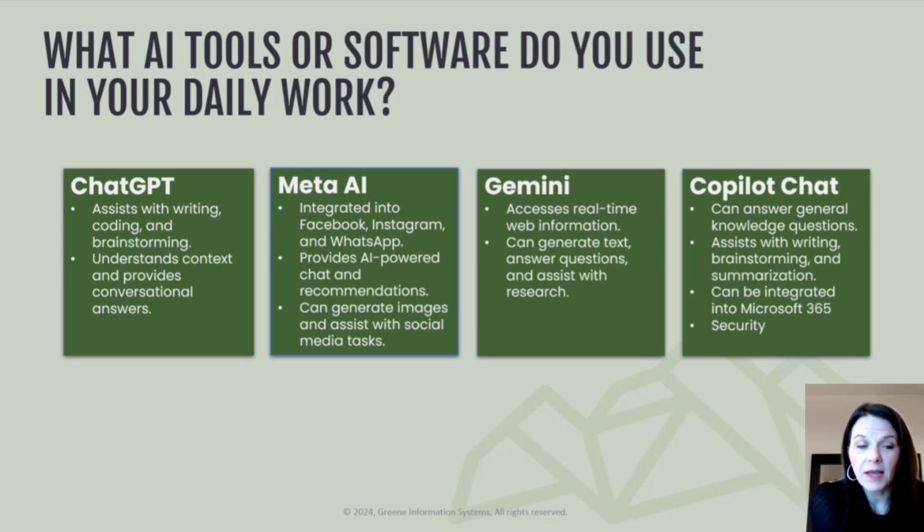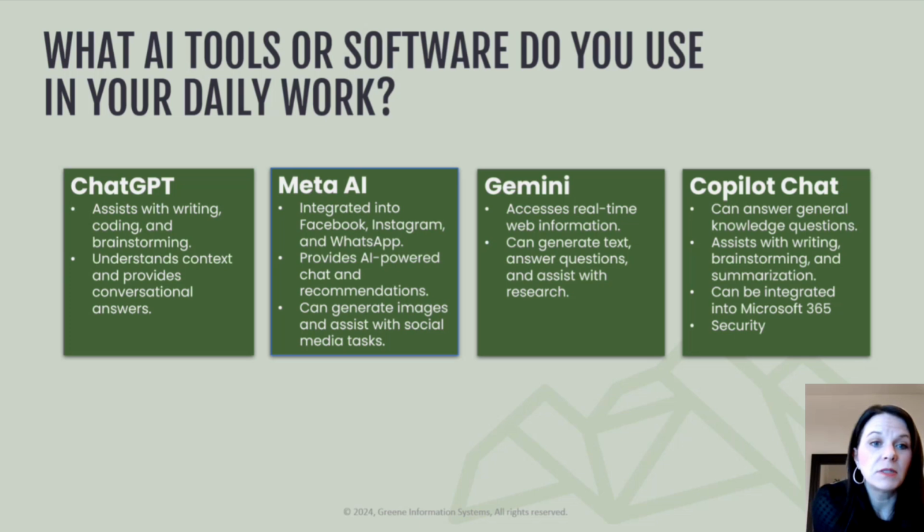Different than that is Meta AI. I don't think anybody actually commented on using Meta AI, but this is the one that you see in your social media channels. Do you want us to help you with an answer? This is integrated into Facebook, Instagram, WhatsApp. It provides AI-powered chat and recommendations. So again, do you want help with this post? Those kind of things. That's what you're seeing from that particular AI. It can also generate images, so that's another unique feature to that one.